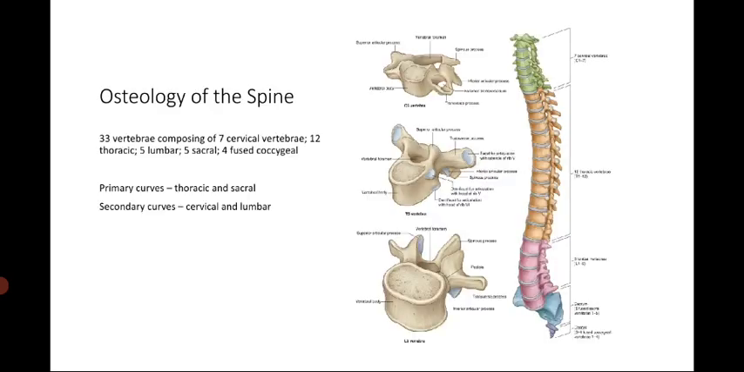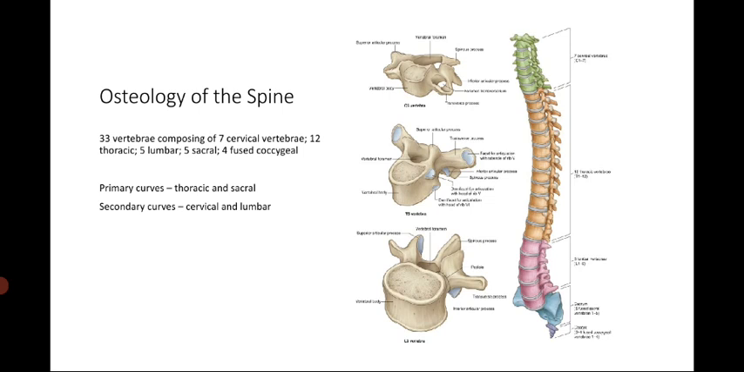So the osteology of the spine is composed of several sections. We have the cervical, composed of 7 cervical vertebrae. We have 12 thoracic vertebrae, 5 lumbar vertebrae, 5 sacral, and 4 coccygeal vertebrae.